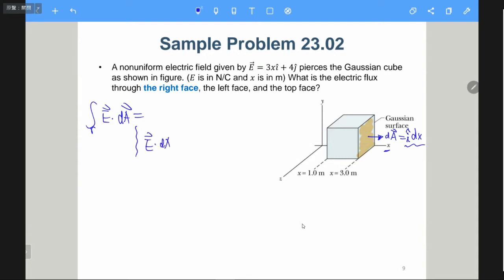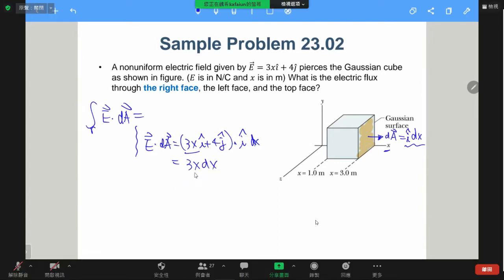Okay, so we have E dot dA, which will be (3x i plus 4j) dot i hat dx. If you still remember, I mentioned that for the unit vectors, i dot i will be 1, and i dot j or j dot i will be 0. If a unit vector in Cartesian coordinates is dotted with itself, it will be 1; if it is dotted with another unit vector, it will be 0. So 3x i dot i will be 3x dx, and j dot i will be 0, so we only have 3x dx left.